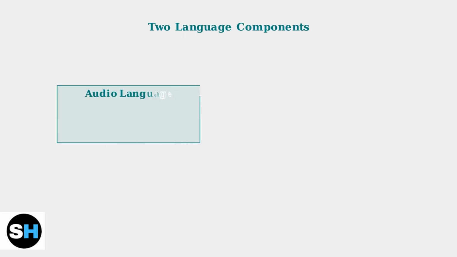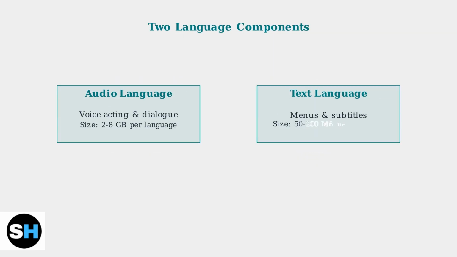Language support consists of two main components. Audio language includes voice acting and dialogue, requiring 2 to 8 gigabytes per language. Text language covers menus and subtitles, using only 50 to 200 megabytes per language.